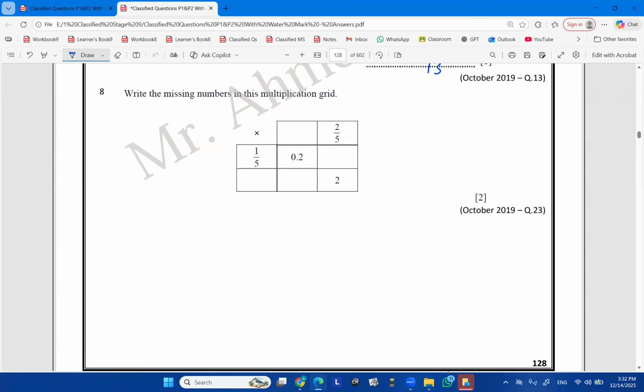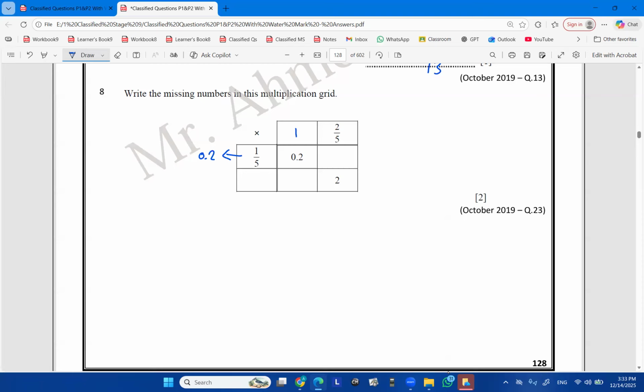1/5 multiplied by what gives me 0.2? Mister, we know that 1/5 is already 0.2. So I multiplied it by 1 to give me 0.2. I multiplied it by 1 so that it stayed the same.